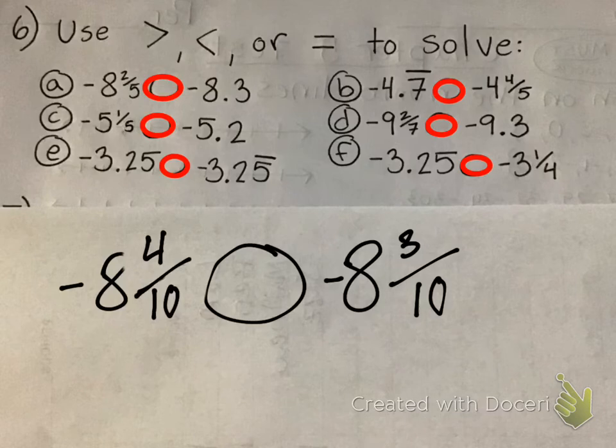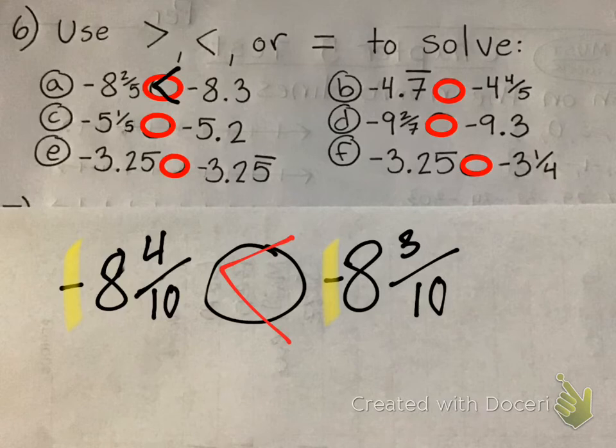Now, a lot of you guys were eager beavers and you think, oh, 4 is bigger than 3. Great. But they're negative. So, who can tell me which one's bigger? -8 and 4/10 or -8 and 3/10? Who can tell me, Emmett? -8 and 3/10. Excellent. That one is bigger. So as such, I want you to do the same for the rest of them. Keep going.